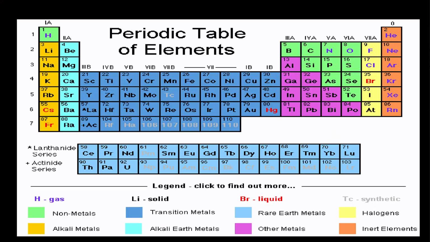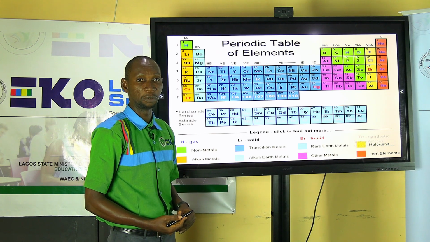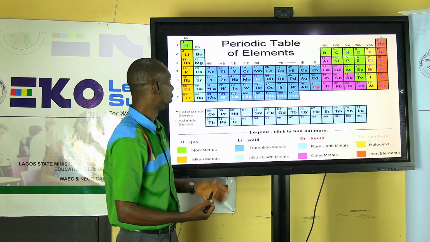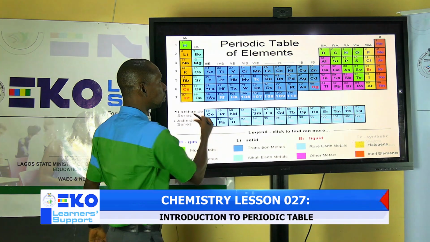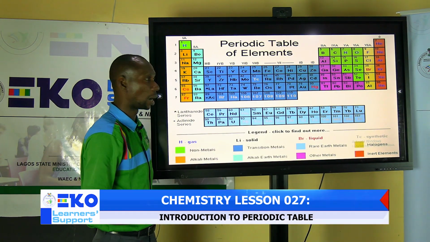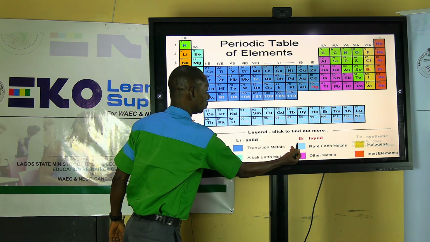So, this is the table that we are all talking about. That's what it looks like. But if you look at that table, it contains a whole lot of information. There are elements that are arranged into what we call vertical columns and horizontal rows. We are going to dwell more on the structure of the periodic table as we go on.